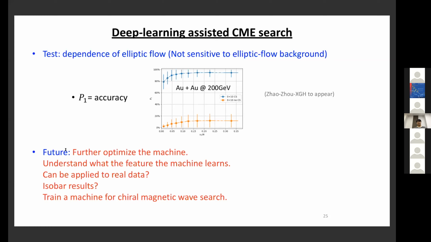But in the future, of course, first we need to optimize the machine. And also we need to understand why the machine can work so well. We also want to apply, if possible, to the real data and also to, for example, the isobar situation. Although we have some results, in the current statistics the error bar is quite large. And also we could train a machine to learn the features of a ferromagnetic wave and so on.